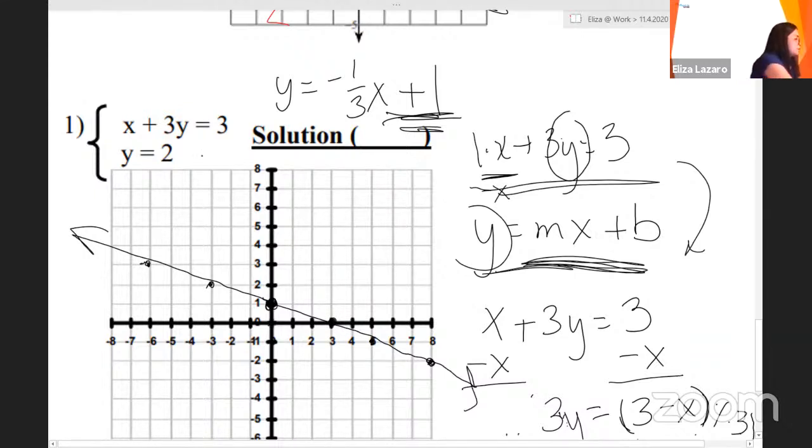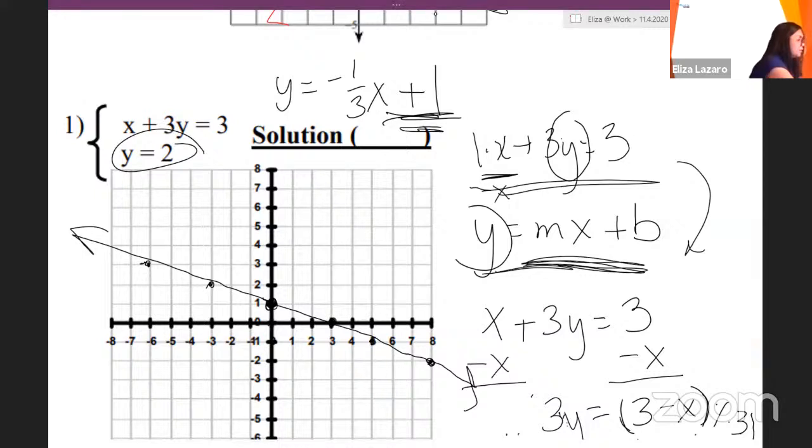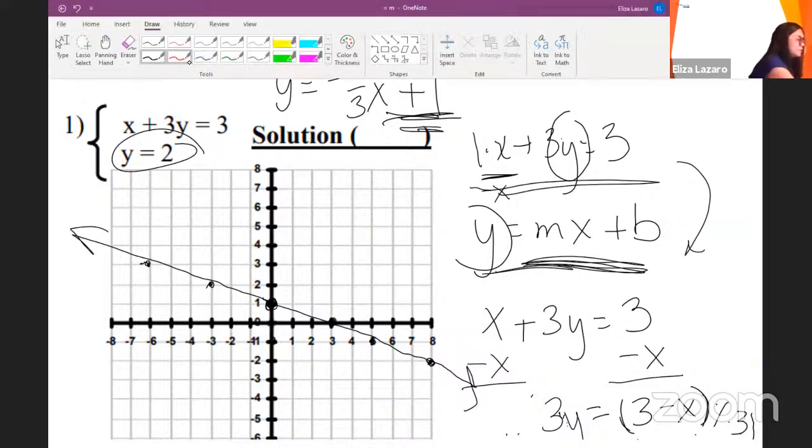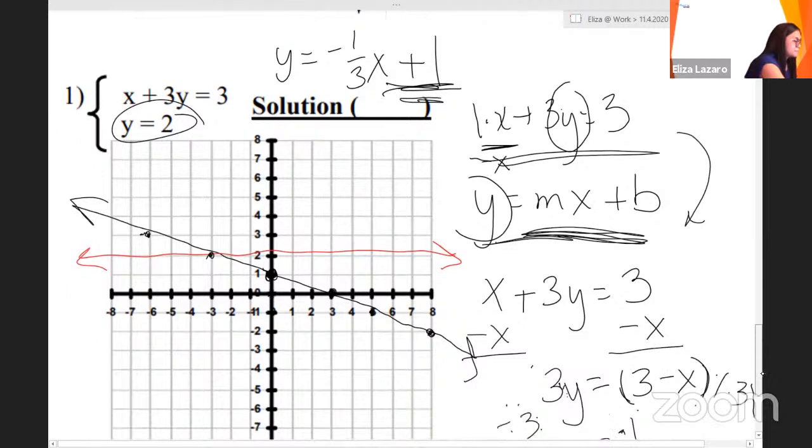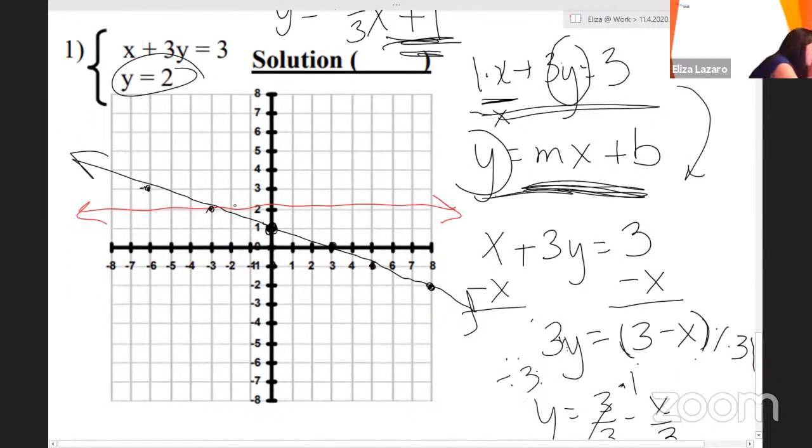And then our next equation is y equals 2. So for any value of x, y is going to equal 2. So that line is just going to look like this. And where those two lines intersect, that's going to be our solution. I didn't draw this as straight as I should have, but this is a point on both lines. So our solution for this problem is going to be negative 3, 2.